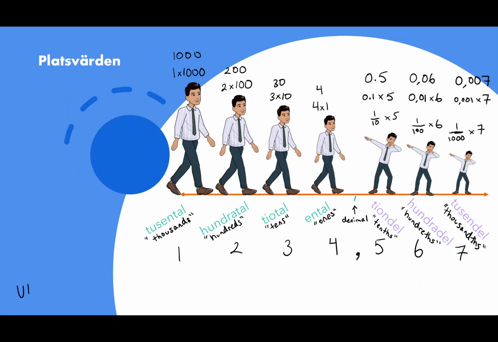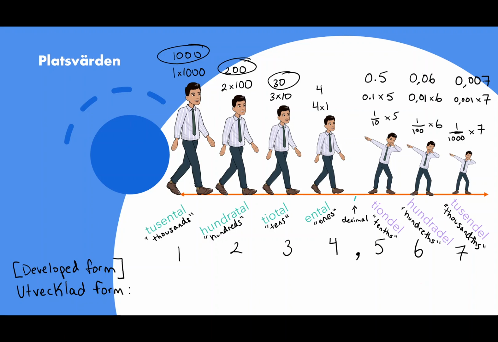Another term we see in this section is called utvecklad form. And in English that means our developed form. What this means is that we need to write out the place values in a sequence where we add them together. We are going to take these values that we found and write them in a combination where we find the sum.